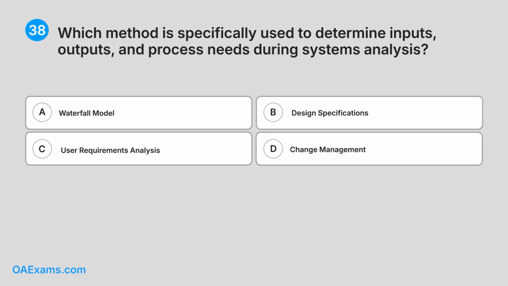38. Which method is specifically used to determine inputs, outputs, and process needs during systems analysis? A. Waterfall model. B. Design specifications. C. User requirements analysis. D. Change management. Do you know the answer?